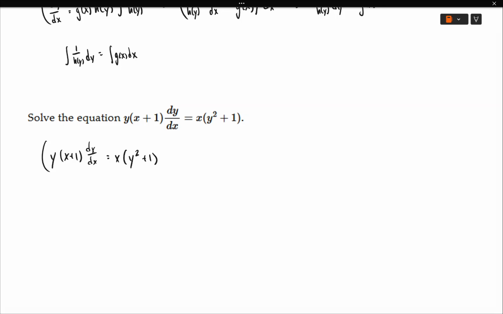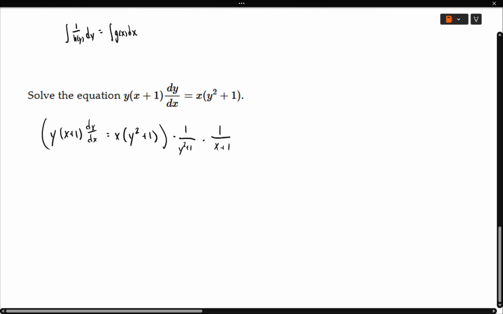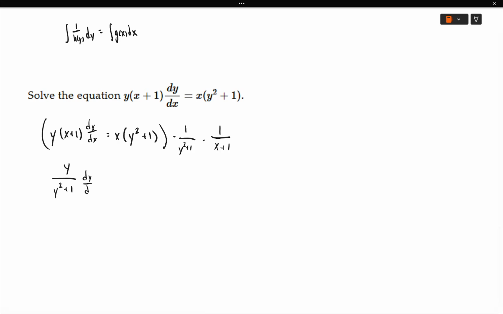So we're going to divide both sides by y squared plus 1, and we're going to divide both sides by x plus 1. So this will become y over (y squared plus 1) dy/dx equals x over (x plus 1). Then we're going to multiply both sides by dx, and that's going to get us y over (y squared plus 1) dy equals x over (x plus 1) dx.